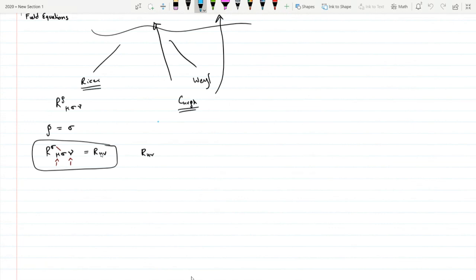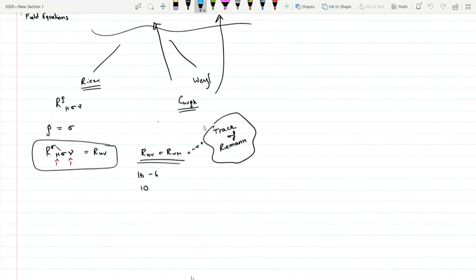And this solves 6 more equations. And you can think of this as the trace of Riemann. Okay, so we actually are left with 10 equations here. If you remove this, you're left with 16 minus 6. Okay? And that's what we have.